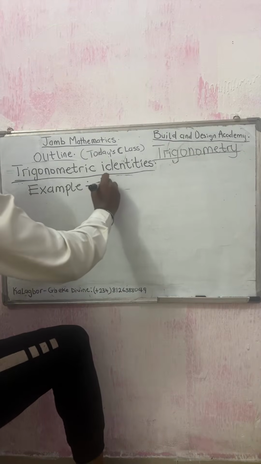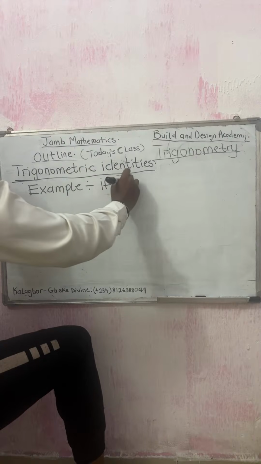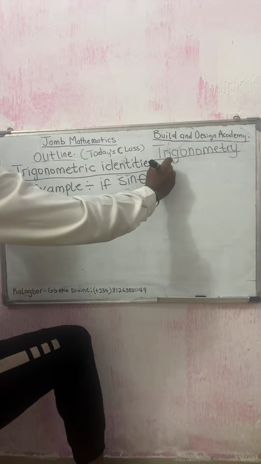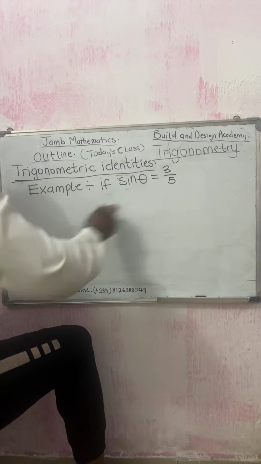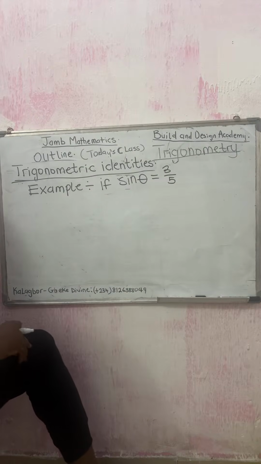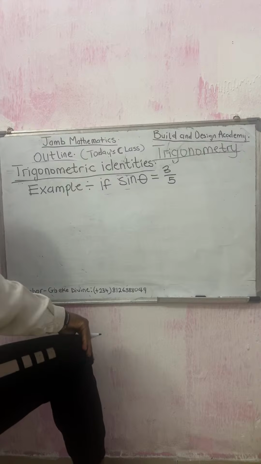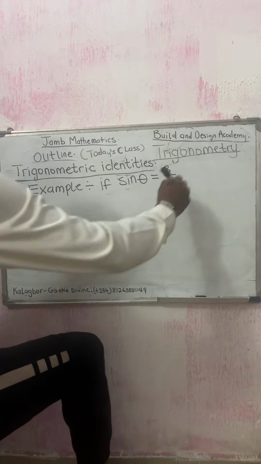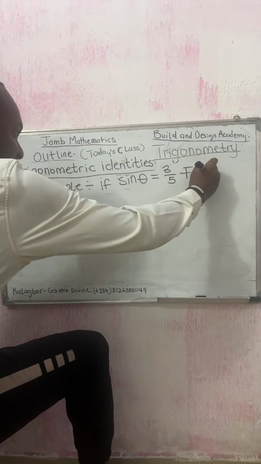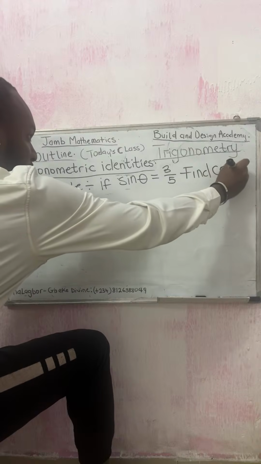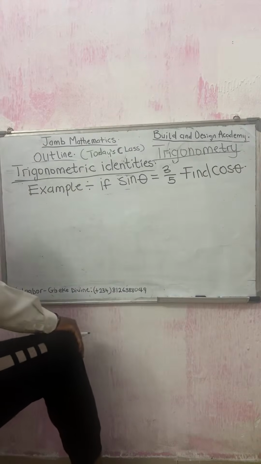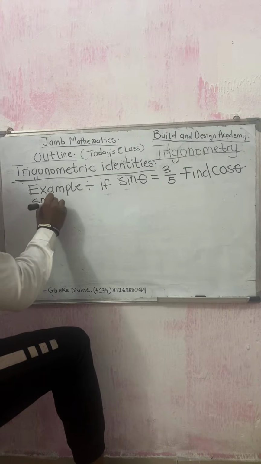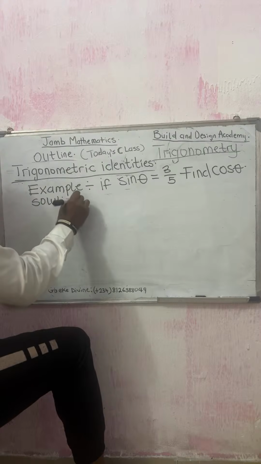They say if sine theta is equal to 3 over 5, we should find cos theta. Find cos theta. So now, how will you just give us a question like this? That's the first thing you should ask yourself. Because cos theta and sin theta are related, so our solution will look like this.